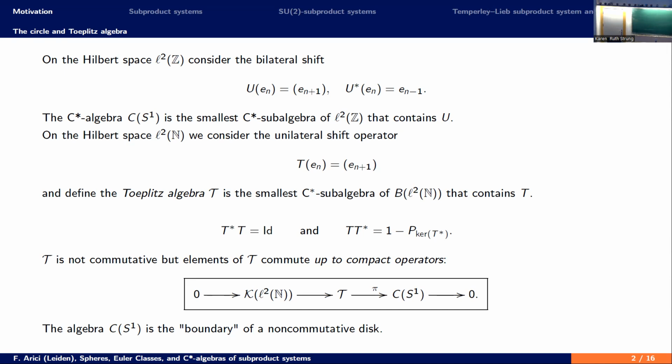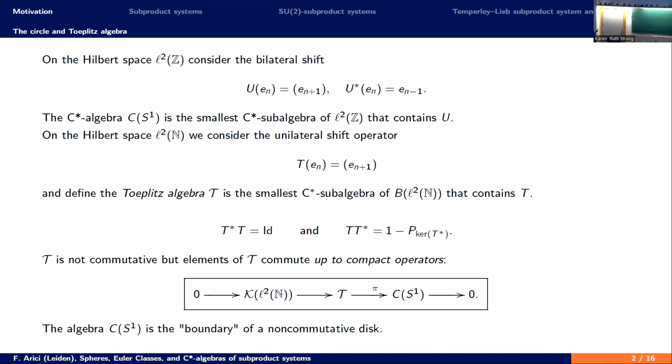The first one is C(S^1). You see it on the third line. It's the C-star algebra of continuous functions on the circle. And this C-star algebra has a very nice representation on the Hilbert space L2(Z). This is Fourier theory, basically.